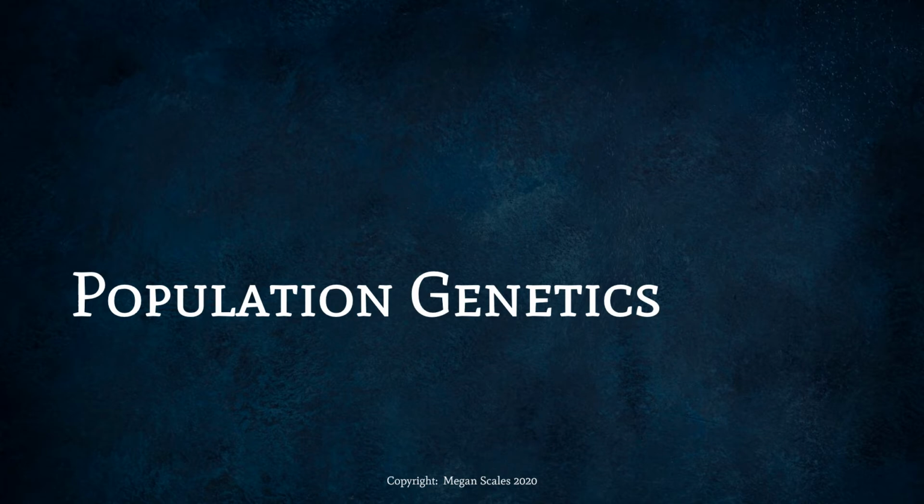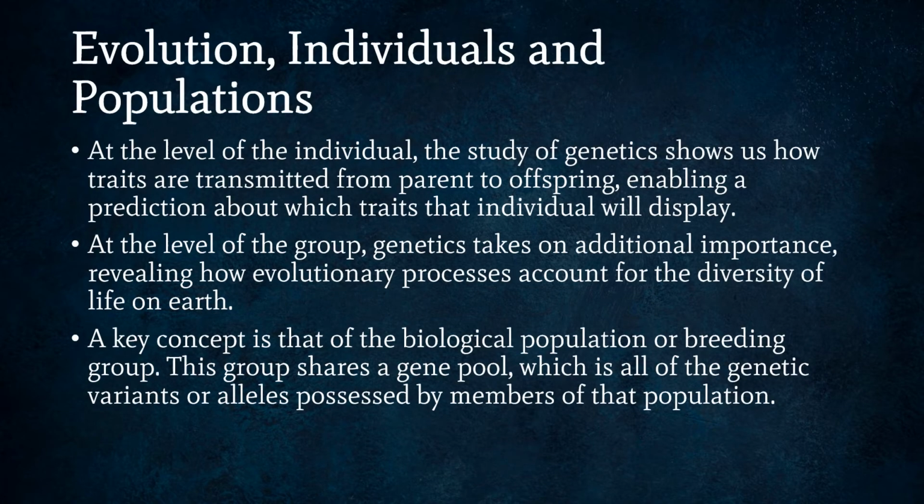All right, before we conclude the lesson, we need to learn a little bit about population genetics. This is a little bit where our change in gene frequencies in a population over time can come up in the study of population genetics. So we've got lots of factors here: individuals, populations, and evolution. At the level of the individual, the study of genetics shows us how traits are transmitted from parent to offspring enabling a prediction about which traits that individual will display. At the level of the group, genetics takes on additional importance, revealing how evolutionary processes account for the diversity of life on Earth. One key concept in population genetics is that of the biological population, or breeding group.